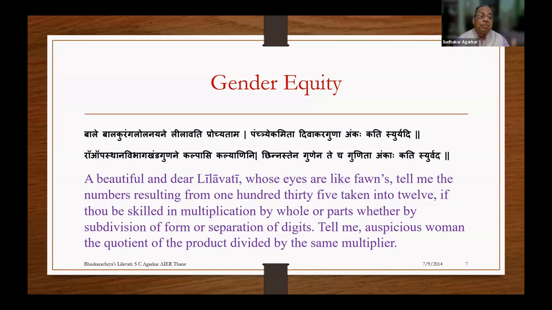And in order to keep her engaged and busy, he used to pose questions to her. She was so intelligent that as soon as the father would pose a mathematical question, she would respond. So the discussion between father and daughter is in Lilavati, which is a very different style of writing a book. Now, let us look at this sloka, and you will find how he gives respect to this daughter. The sloka goes like this.